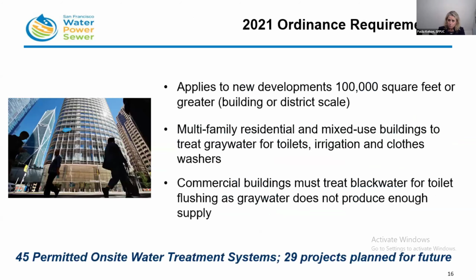In 2021, we added additional amendments to our ordinance. We lowered the threshold to 100,000 square feet. And analyzing the data, we saw that in multifamily and mixed use buildings, there was also the opportunity to treat gray water to use it for not just toilet flushing and irrigation, but also for clothes washing. And when it came to commercial buildings, we recognized that gray water really is not enough of a supply. And so our ordinance now requires all commercial buildings to treat black water for toilet flushing. Today, we have 45 permitted on-site water treatment systems, and we have 29 projected for the future.